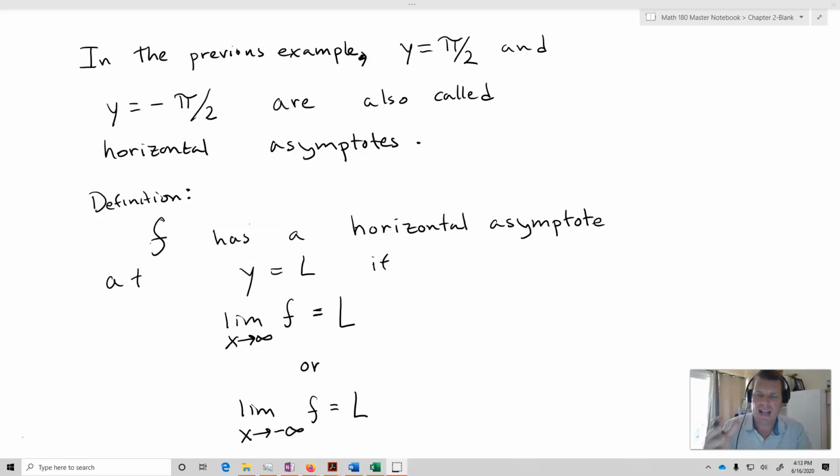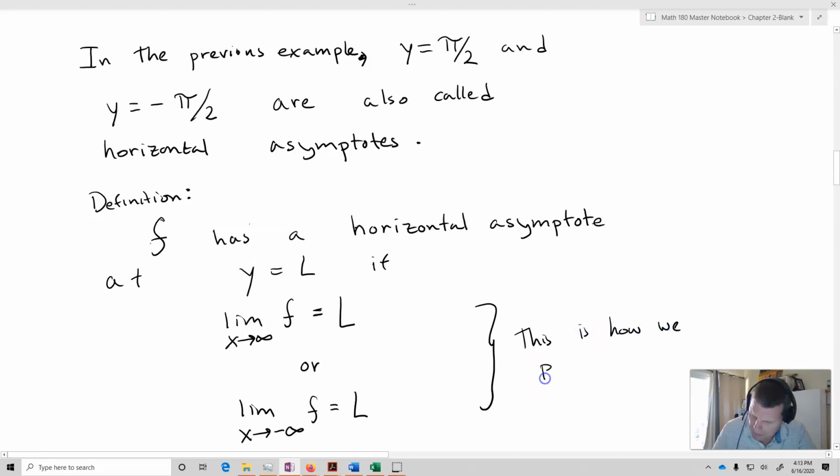F has a horizontal asymptote at y equals L if the limit as x approaches infinity of f equals L, or the limit as x approaches negative infinity of f equals L. So if we have end behavior approaching some value, then that's going to turn into a horizontal asymptote. And this is how we prove that's an asymptote. We prove y equals L is an asymptote. Show that it has a limit at infinity.